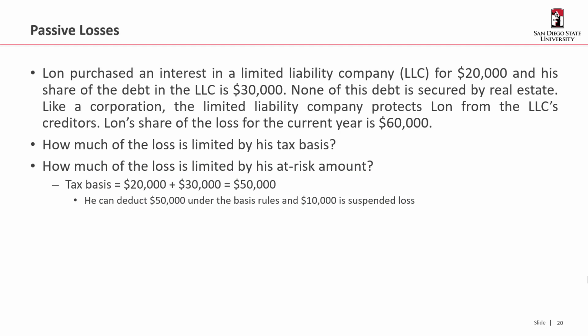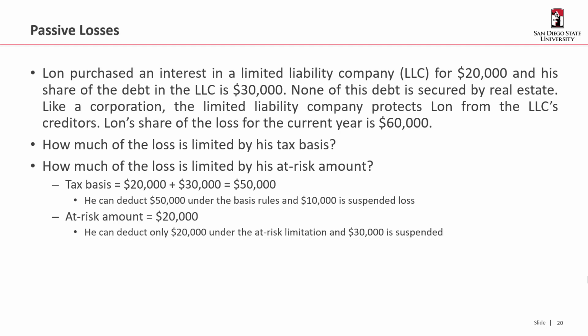Okay, so suspended, well, I don't know why they use suspended here instead of carried forward, but the language is suspended. So $10,000 of the loss is suspended, $50,000 is carried forward. His at-risk amount is only $20,000. So note that this is an LLC. Lon, by definition, is not liable for the LLC's debts. As a result, he is not able to include that in his at-risk amount.